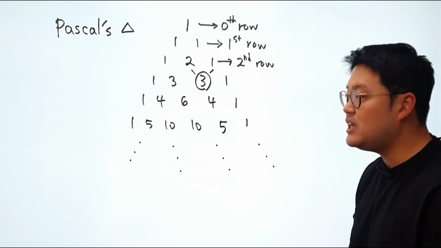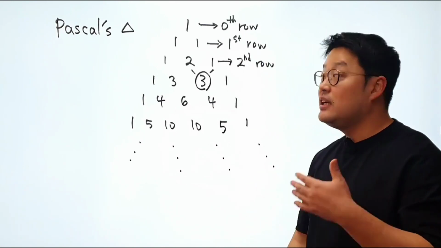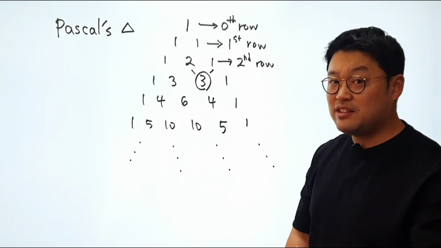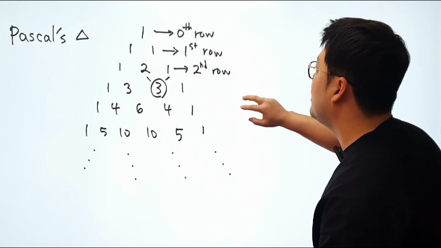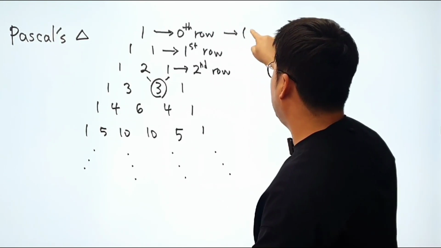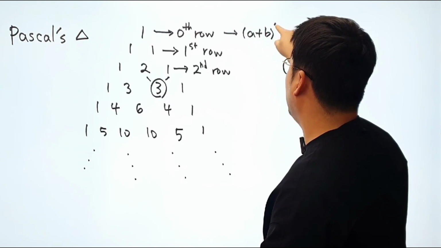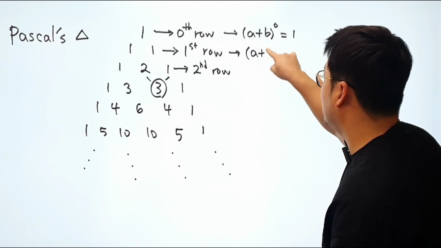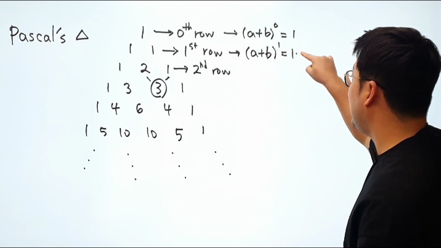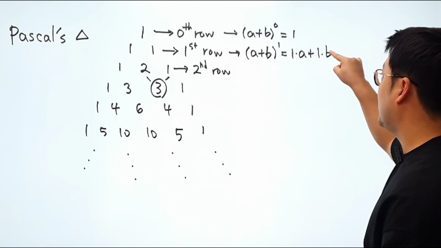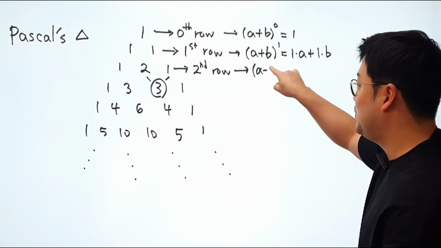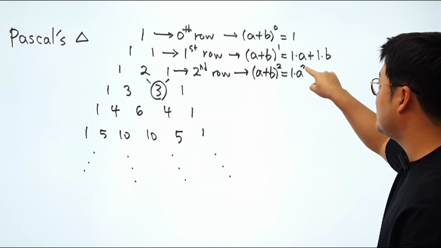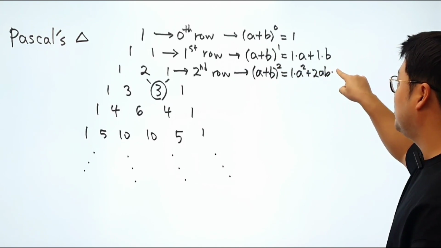And why do we care about all of these? Because Pascal's triangle, in fact, gives us the coefficients when we multiply binomials by binomials. For instance, here we go. a plus b to the power of 0 is just 1. If I write a plus b to the power of 1, I get 1 times a plus 1 times b. And what about a plus b to the power of 2? I can tell you that this is going to be 1 times a squared plus 2ab plus b squared.